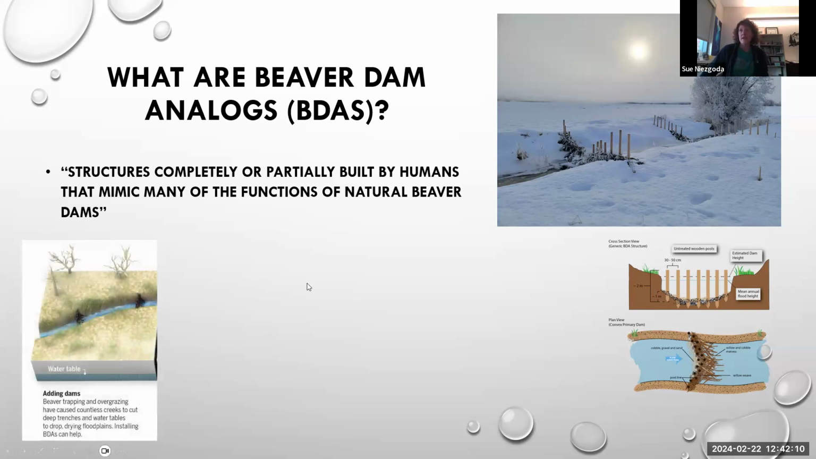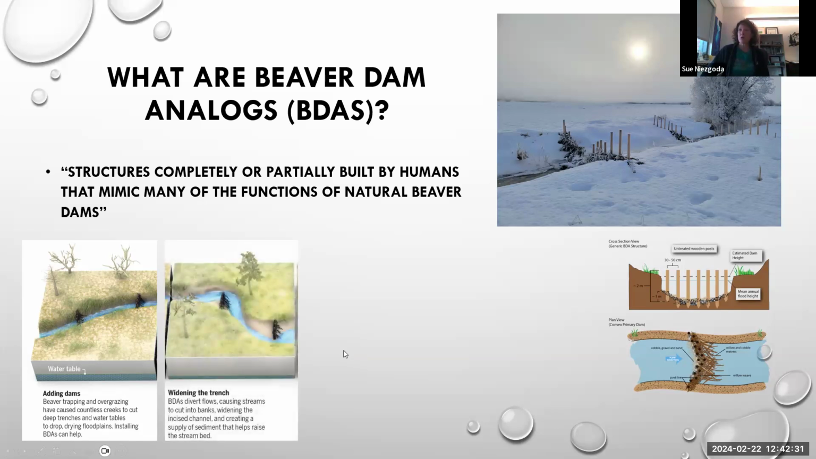But the goal is, in these incised, downcut, straightened channels where velocities and erosion are pretty significant, that we can come in and put these beaver dam analogs in as speed bumps, right? To slow the flow down, create some flow diversity, redirect flows into the banks and the like, in order to maybe start creating some channel widening, or inducing some sinuosity into the channel.